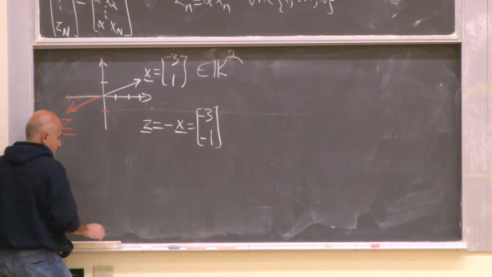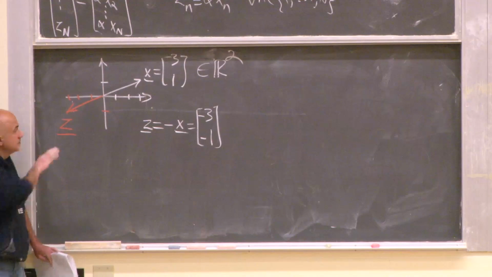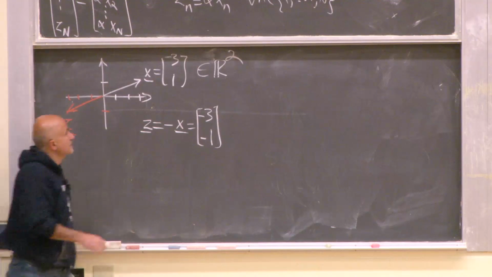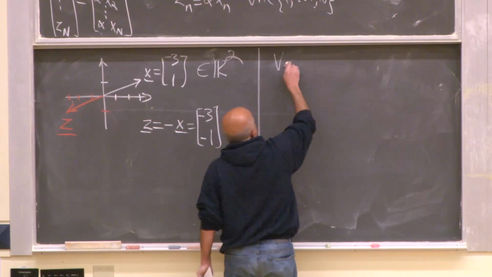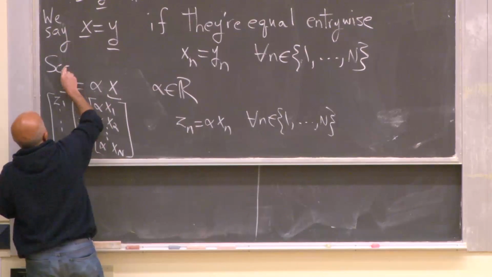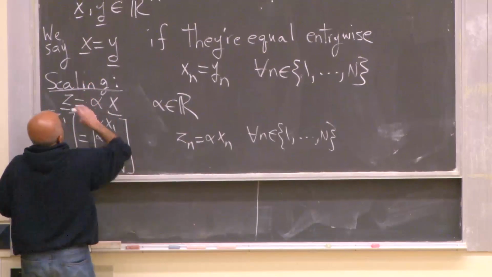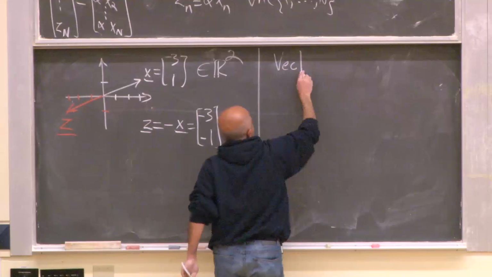So that's z. Okay? If you multiply it by 2, you keep the same direction, double the length, and so on. Fairly straightforward. So this is scaling. This is equality, and this is vector addition.